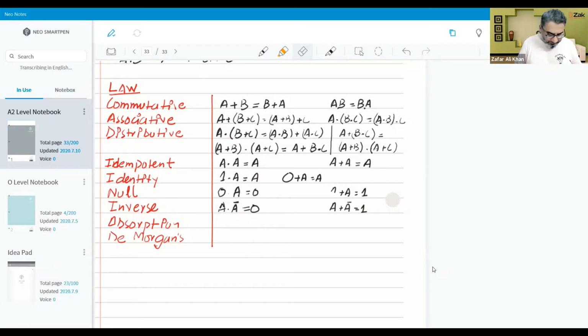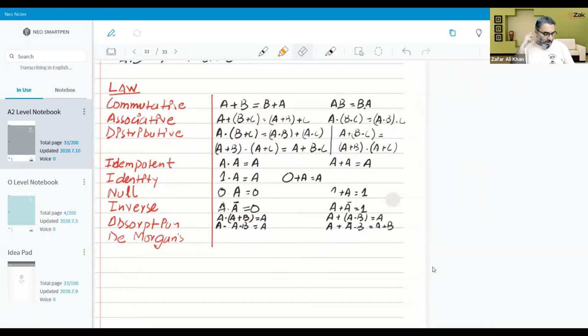Absorption law says A into A plus B is equal to A. This is very important to remember because this sometimes deceives. Similarly, A into A plus B is equal to A, and then A plus AB is equal to A. And then A plus A naught into B is equal to A plus B.